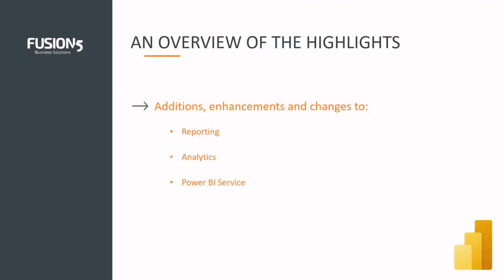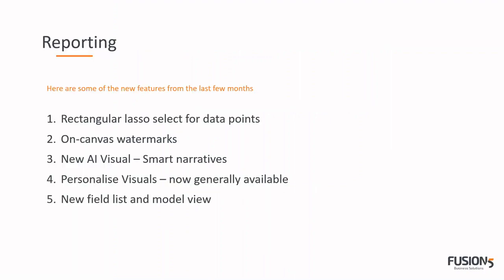These changes have happened in three main areas: reporting, analytics, and the Power BI service. Here's a quick look at the new features in reporting: rectangular lasso select for data points, on-canvas watermarks, Smart Narratives AI visual, personalized visuals, and the new field and model view. Let's quickly go through them.